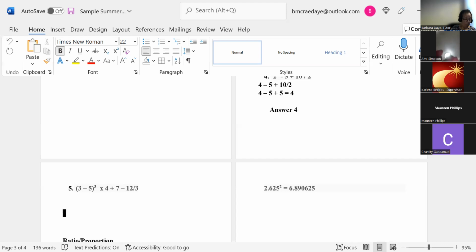Which one is this now? Okay, it's number 5. I'm not picking it up. Oh, it's on the other. 3 minus, oh, 5 to the third power times 4 plus 7 minus 12 over 3. Okay, so 3 minus 5 is 2.